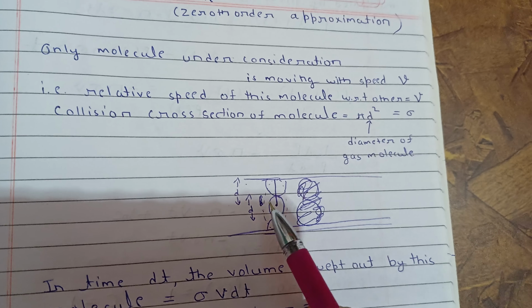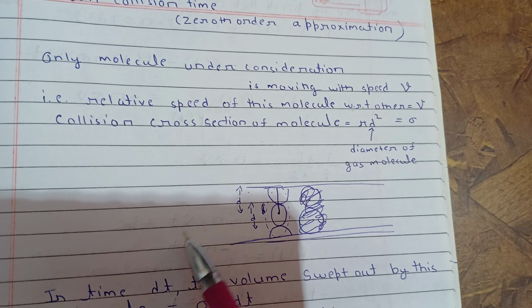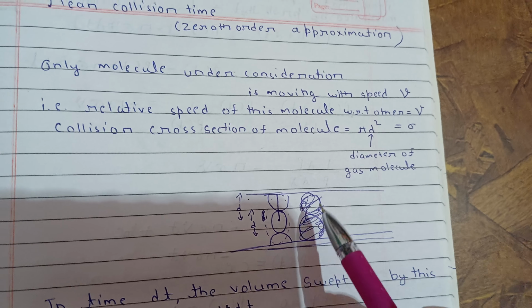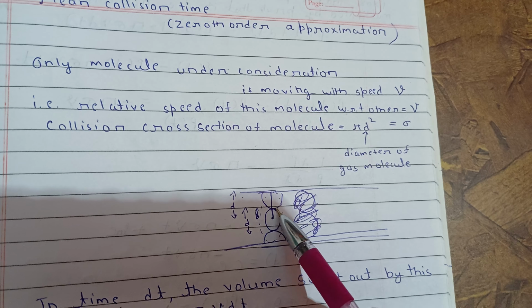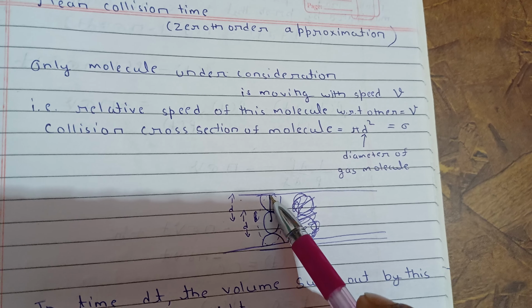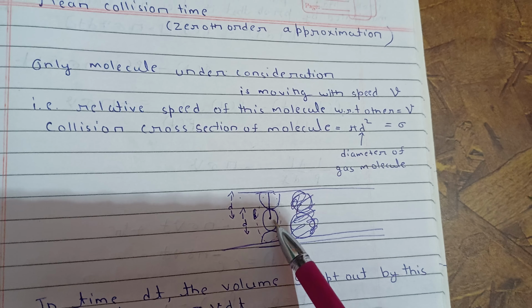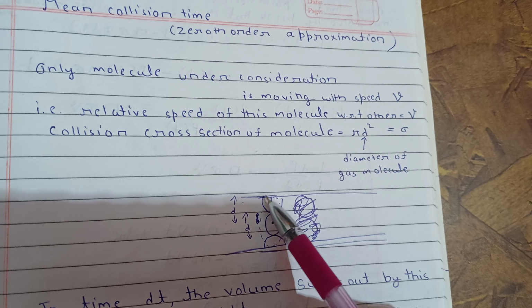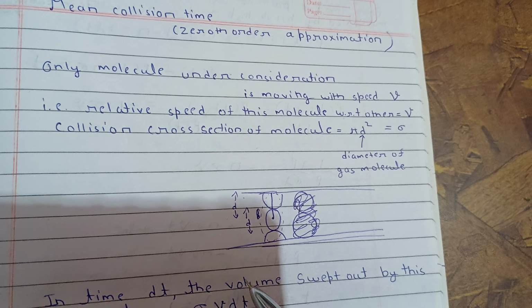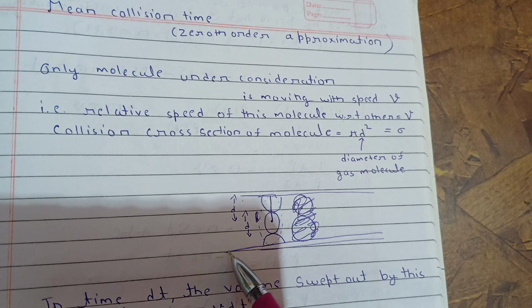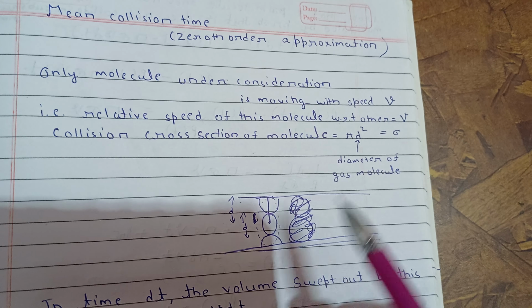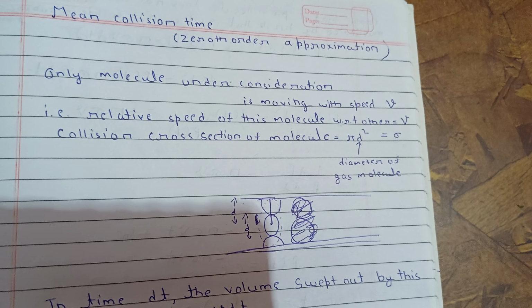Now see, if this particle is moving, then what is its area of influence? That is, what is the probability that it will collide? This is d by 2 and this is d by 2, and this is your complete particle. It will collide only when other particles come in this range. That's why we call this the tube of influence. When a particle comes into this tube, there is maximum probability that it will definitely collide.